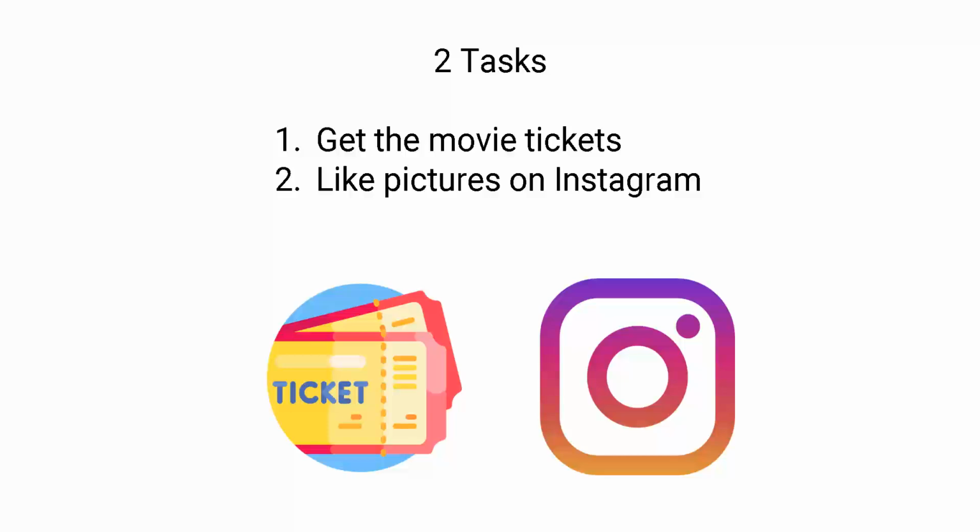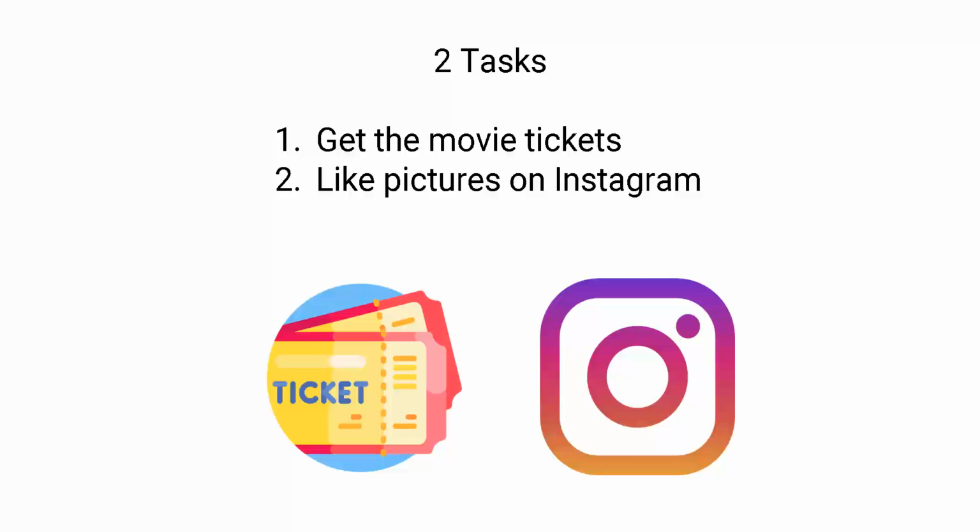And just to give you a quick recap, because we'll be continuing where we left off in the last video. Let's say our aim is to get movie tickets and also like Instagram pictures. So we have two tasks. The first task is to get movie tickets and the second task is to like Instagram pictures.